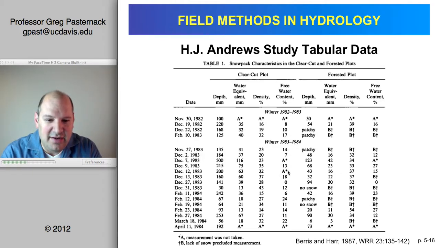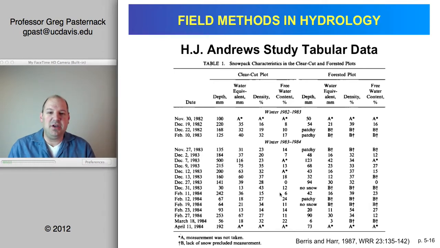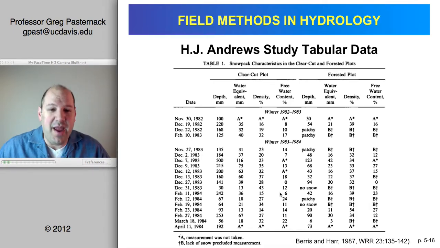The free water contents, where you have water, are also a little bit higher, but again, that's only where you have it. So there's a clear difference. The clear-cut plot has a lot more snow on the ground than the forested plot. Where's the snow in the forested plot? Up in the canopy. So it's not much of a surprise. However, it's a significant difference, because what happens to the snow in the canopy?